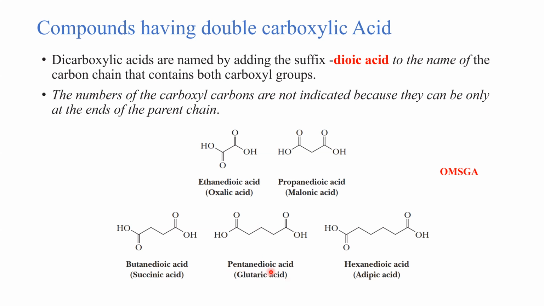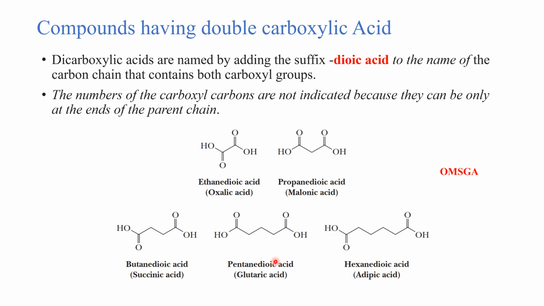How is this pentane dioic acid? Because this is a 5-membered chain in total, and there are the 2 carboxyl sides on both corners. So this is 1, 2, 3, 4, and 5. Now this is adipic acid. It is its common name, and its IUPAC name is hexane dioic acid. So this is 1, 2, 3, 4, 5, and 6.